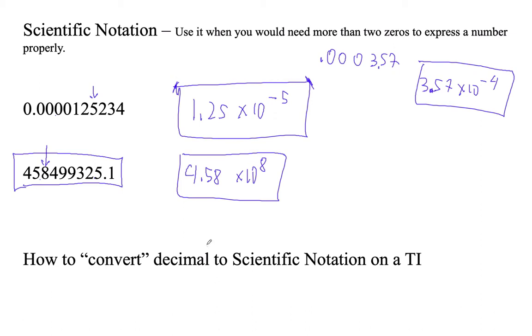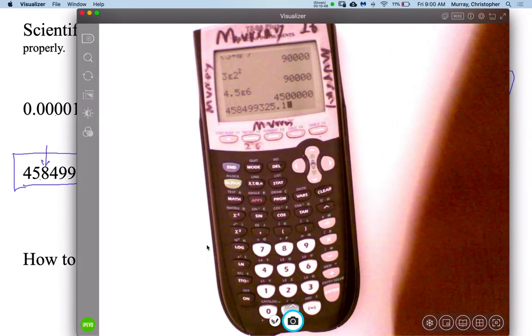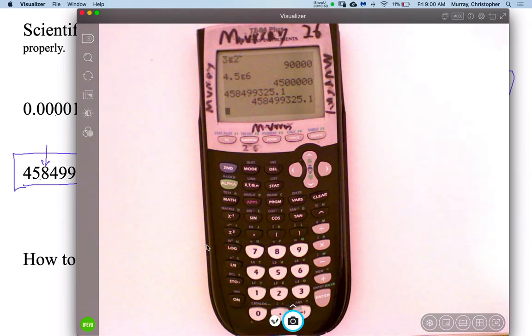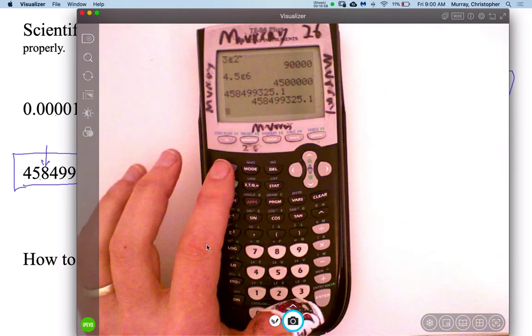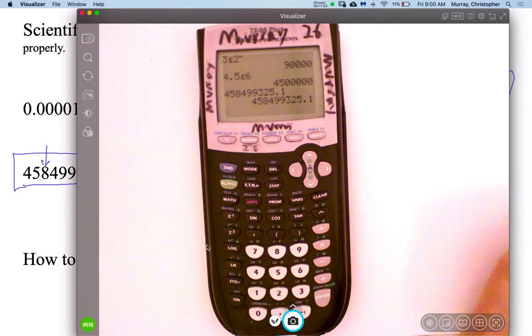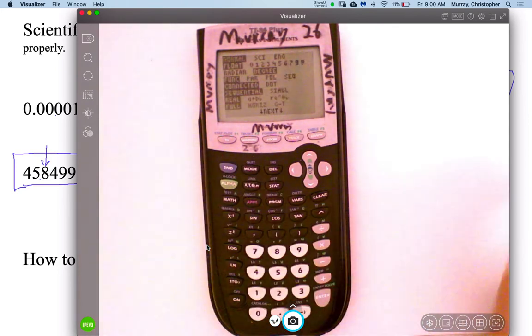So let me type this number into my calculator: 458499325.1. There it is, all right. I'll show you how to convert it. So there's my number, right? Probably that's the result of some calculation you did. Now, if you want to do it in scientific notation, what you're going to have to do is this. Go second mode. Whoops, sorry, just mode. I had a calculator that was second mode.